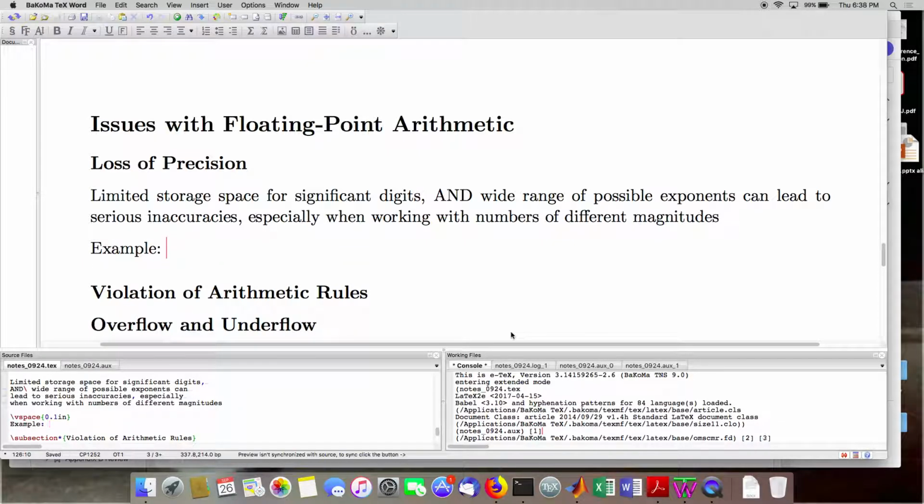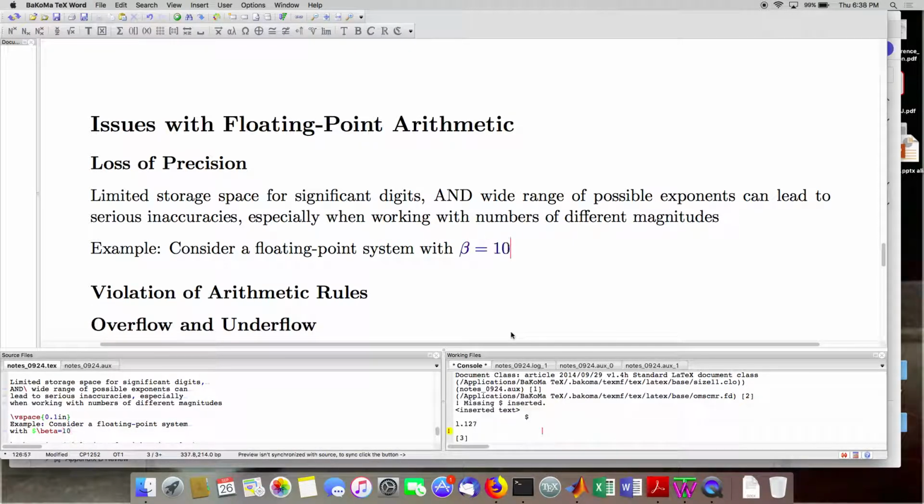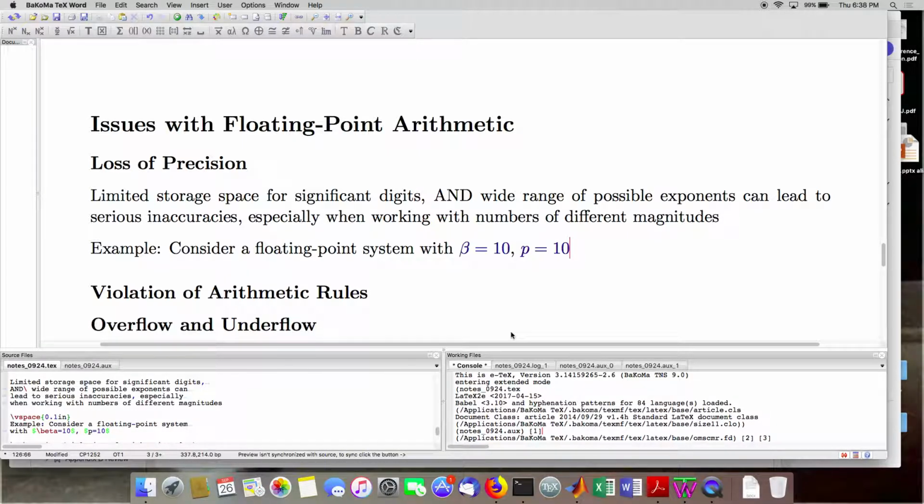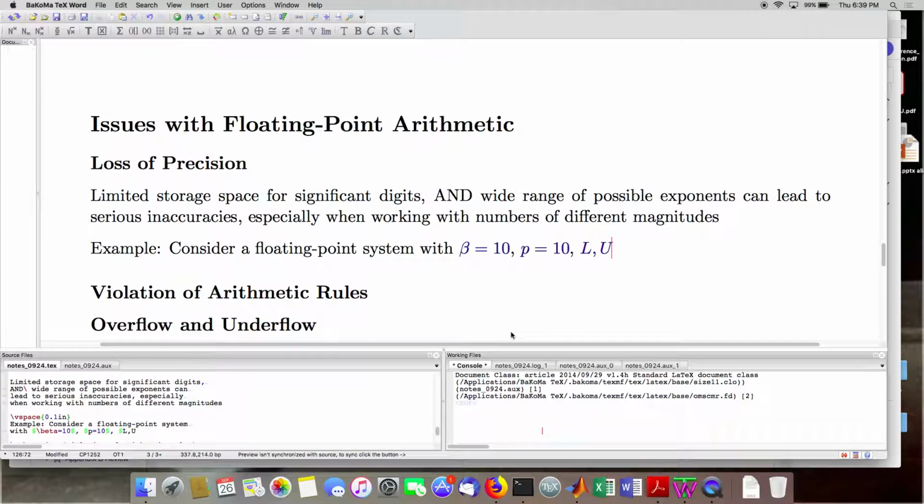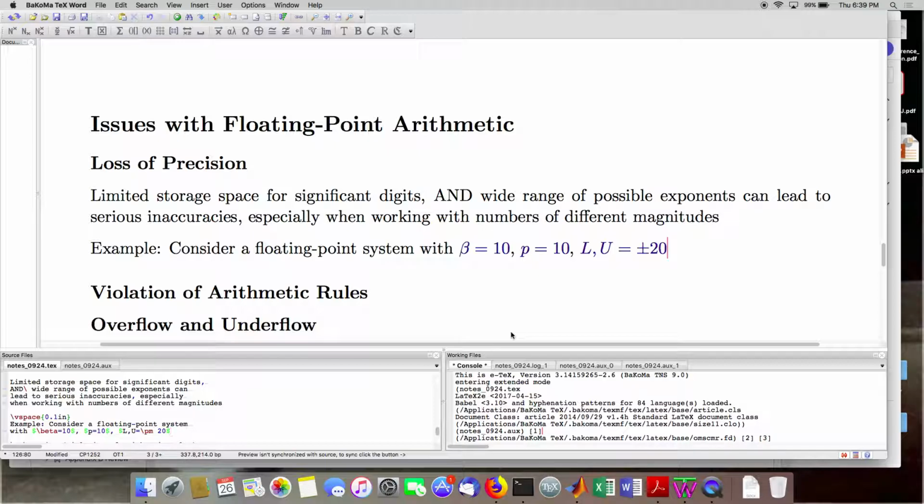As an example, I'm going to make up a floating point number system with these parameters. We'll work in decimal, so we have p equals 10. And for exponents, the range of exponents that are possible is plus or minus 20. So L is minus 20 and U is plus 20.